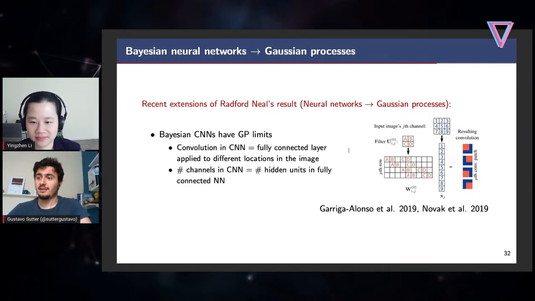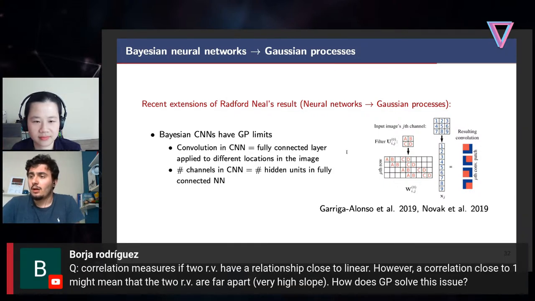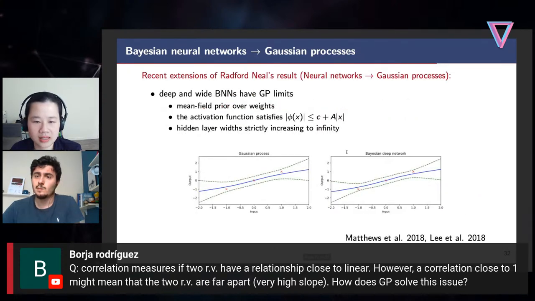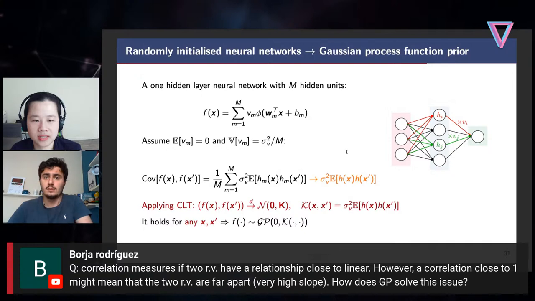Okay, so there's a question that arrived a while ago. It says: correlation measures if two random variables have relationships close to linear. However, correlation close to one might mean that the two random variables are far apart, with a very high slope. How do Gaussian processes solve this issue? It depends on whether this is positive only or negatively related, right?